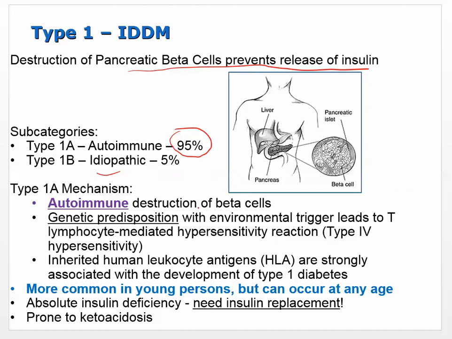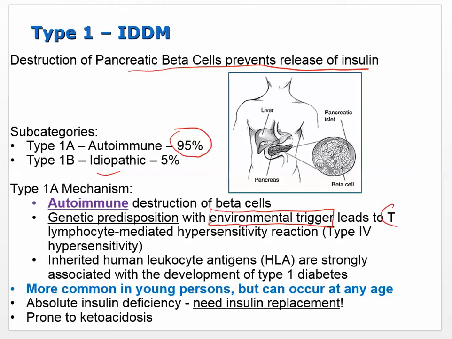So type 1: autoimmune destruction, genetic predisposition, which means that you're not guaranteed to get it if your parents had it, but there's an increased chance. That means that there's usually some kind of environmental trigger. It could be a disease or a virus or something that confuses your immune system, and then it starts attacking beta cells. We don't really know. But either way, there's something that leads to a T cell lymphocyte-mediated hypersensitivity reaction. That's a type 4 hypersensitivity because it involves T cells.